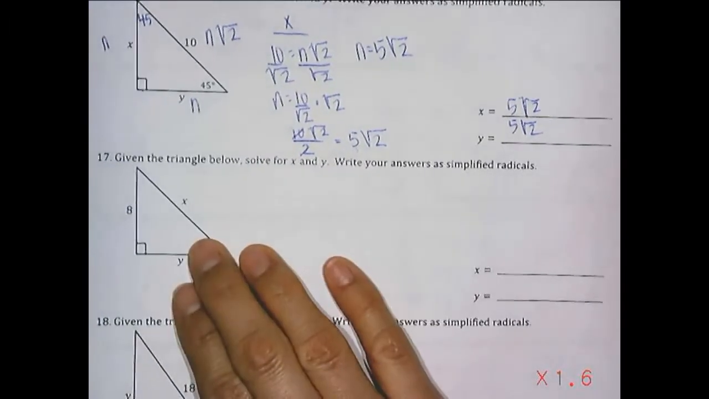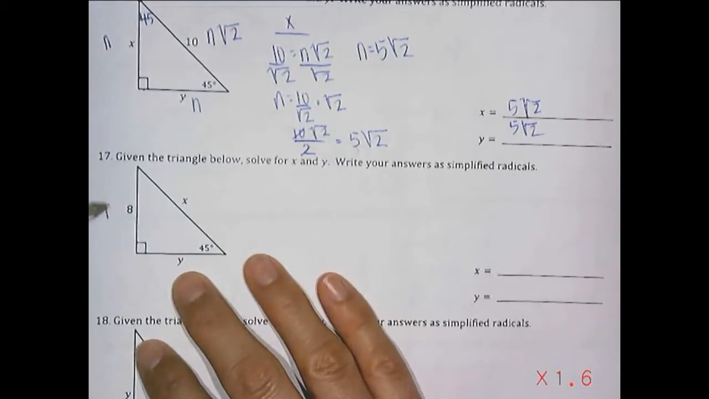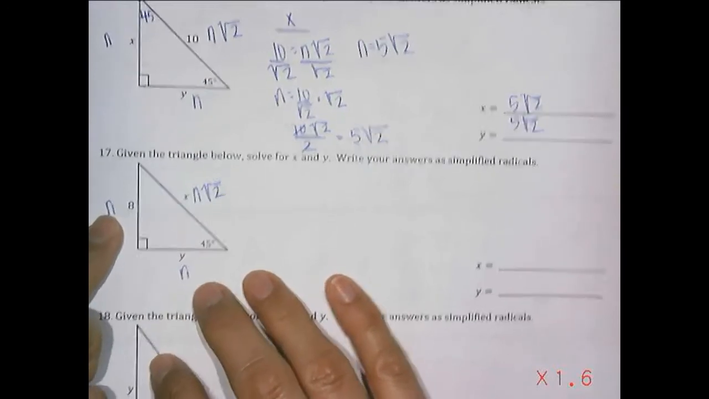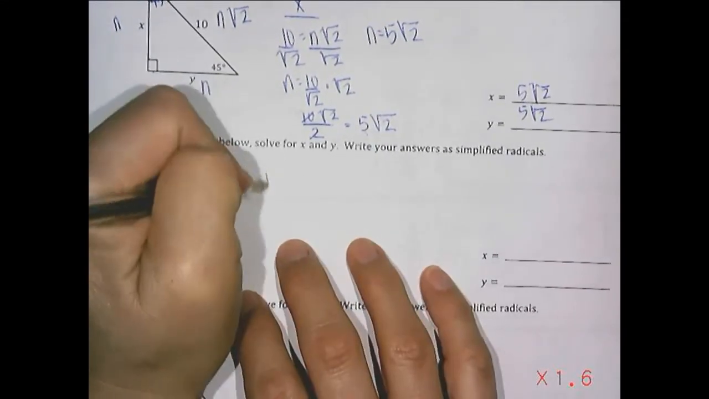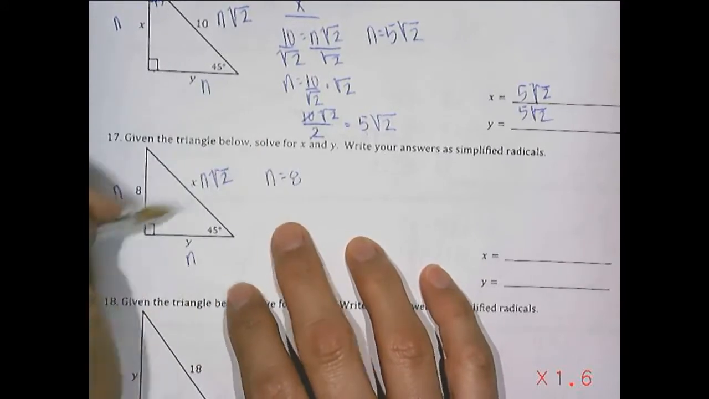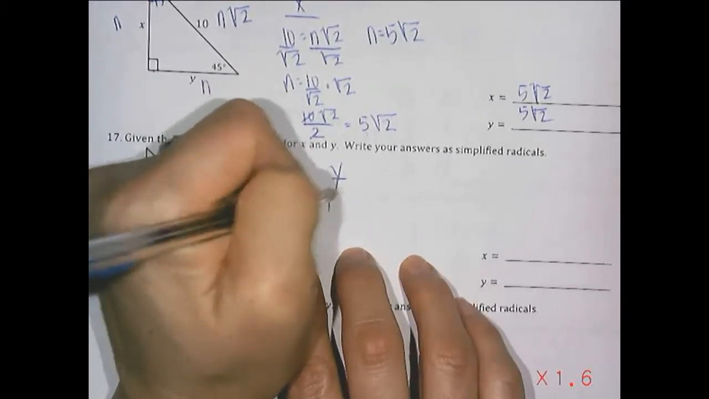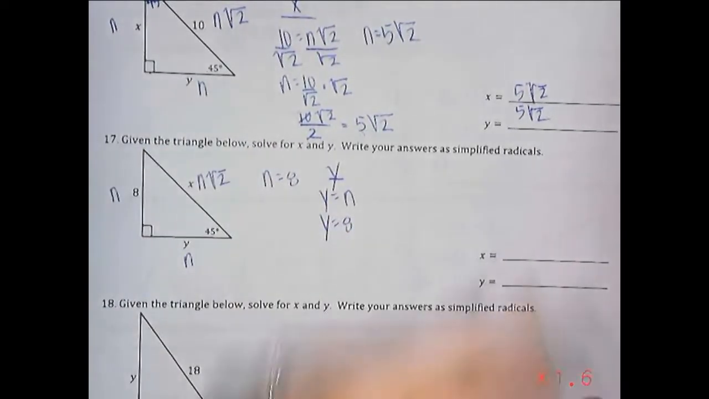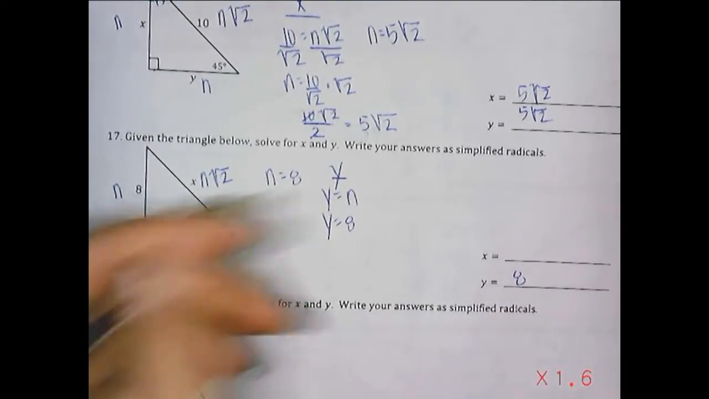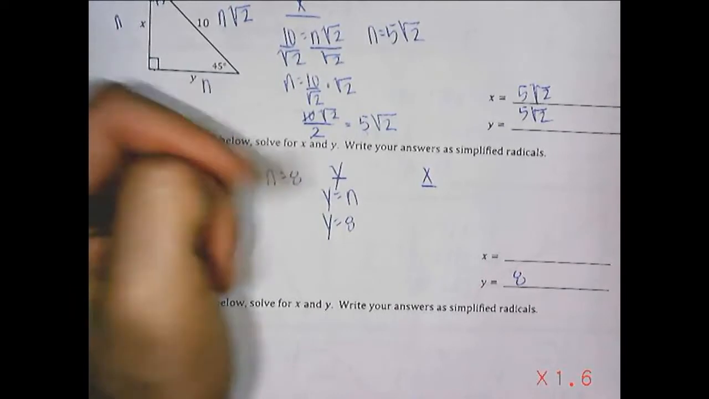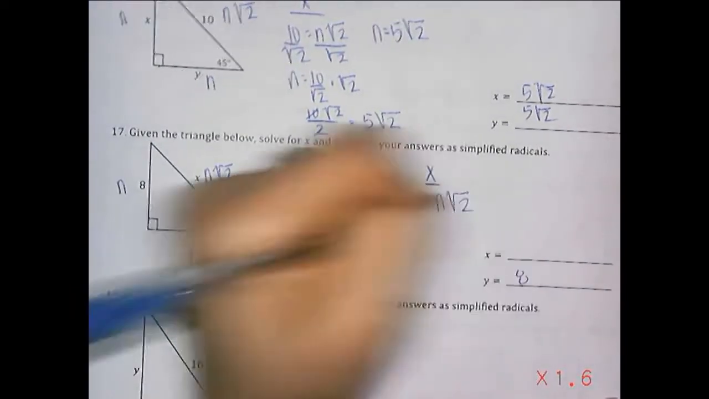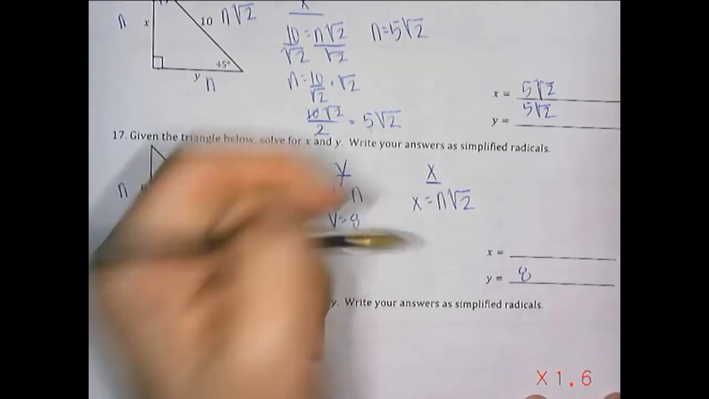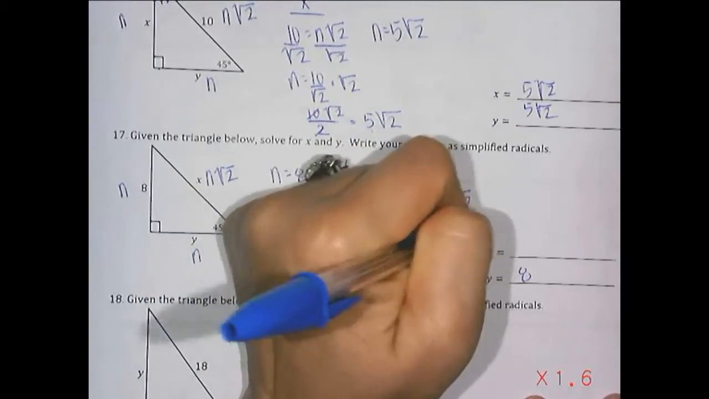Okay, now let's look at 17. Same type of thing. This is n, and this is n rad 2. Well, lucky for us, we know the n this time. So I know that n equals 8. And then I know for my y equals n. And if n equals 8, then y equals 8. So y equals 8. And then if I'm looking at my x, I know that x equals n rad 2. I know that n is equal to 8, so I'm going to have x equals 8 rad 2.